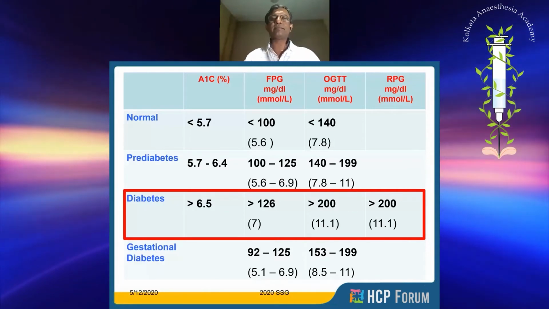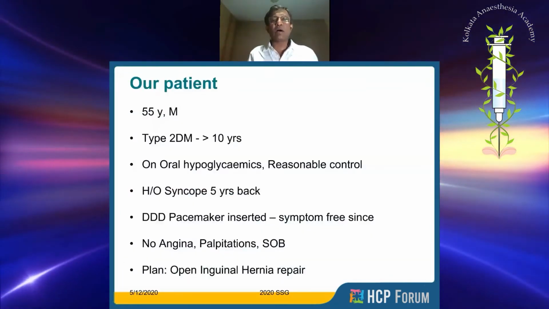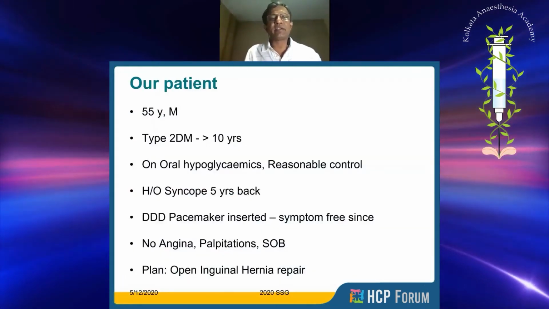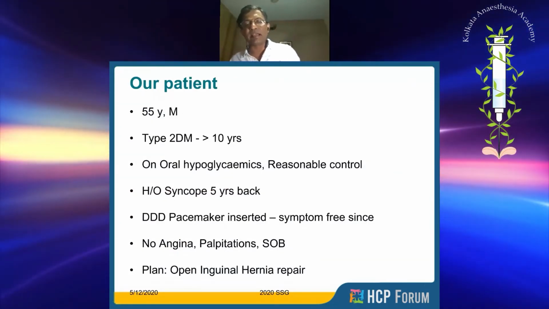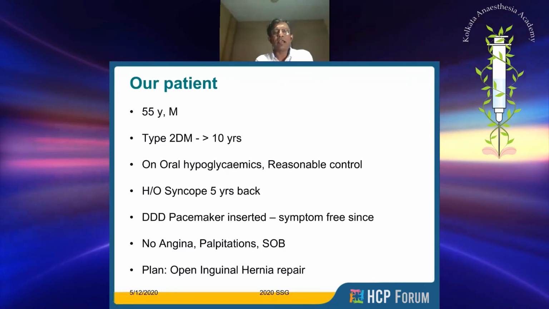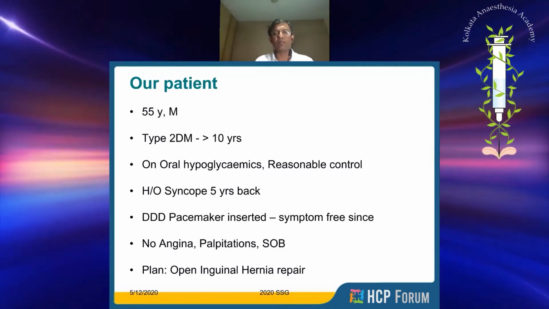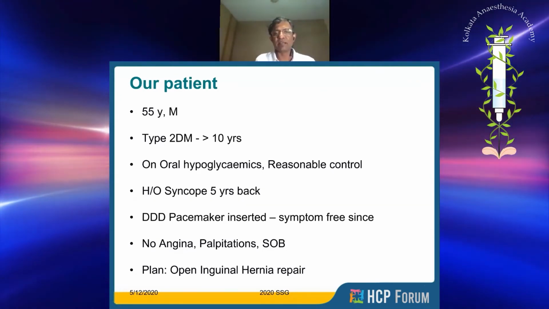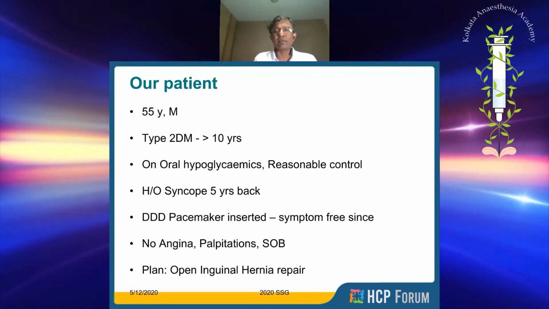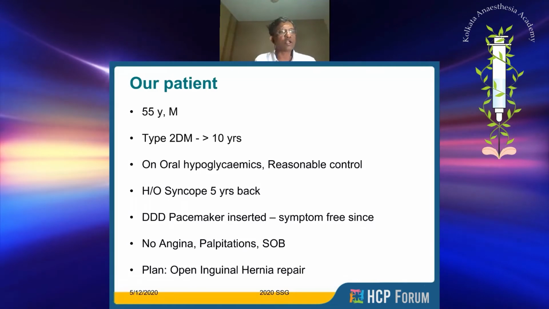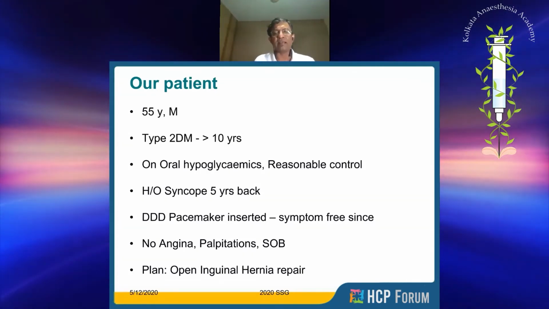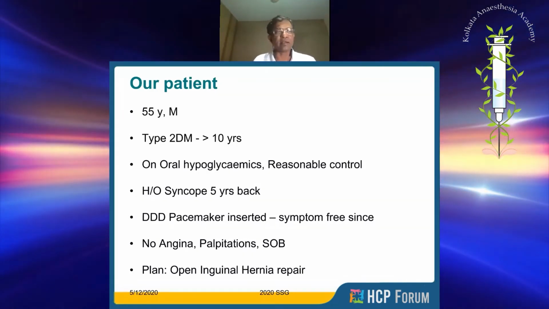Okay. So let us come back to our patient. This is a 55-year-old male with type 2 diabetes mellitus who is on oral hypoglycemics and on reasonable control. There was a syncope 5 years back for which a DDD pacemaker was inserted, and he has been symptom free since then. There is no history of angina, palpitation, or shortness of breath, and the plan is an open inguinal hernia repair. Okay.